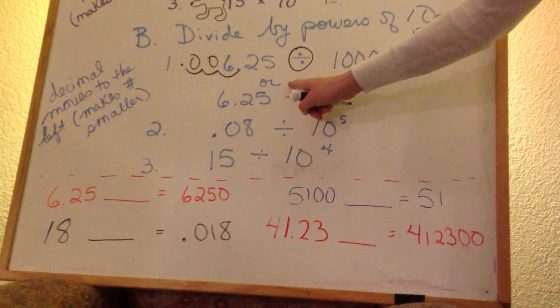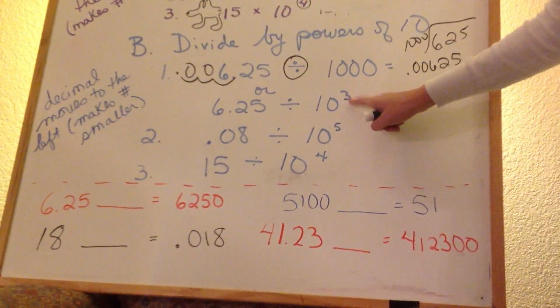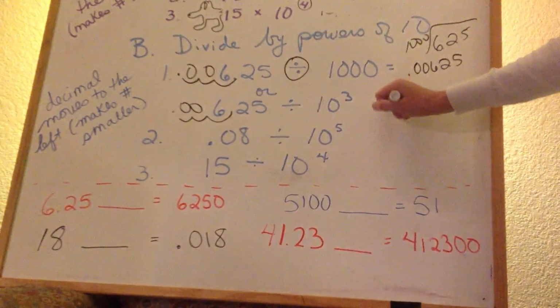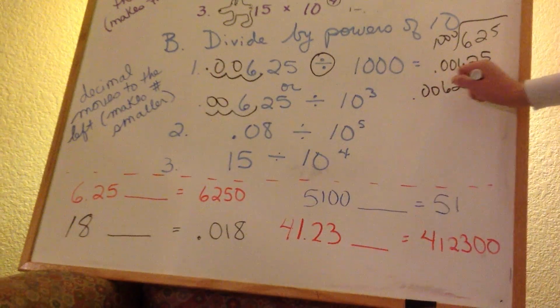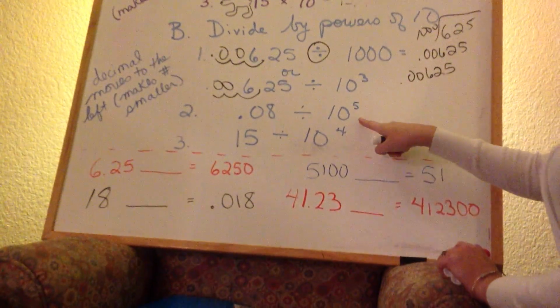Another way of doing it again is here is 6 and 25 thousandths divided by 10 to the third power, again where it tells us to move it 3 places. So just like before. Let's look at this one. 8 hundredths, and we're going to divide it by 10 to the 5th power.